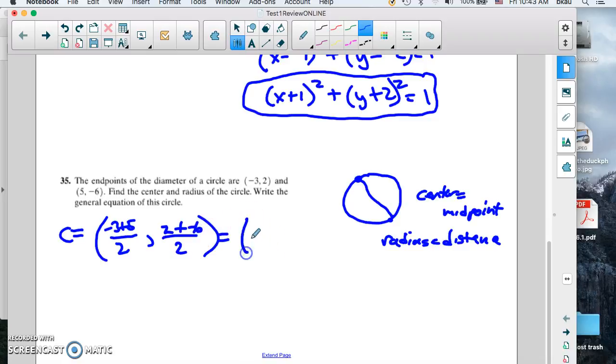That would be -2, oh, sorry, not -2. That would be +2 over 2 and -4 over 2, which would be, the center would be (1, -2). That's the center.